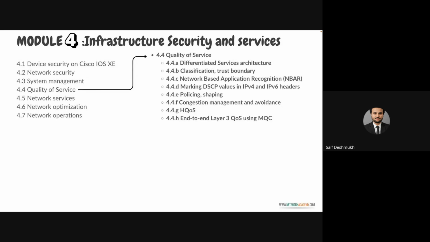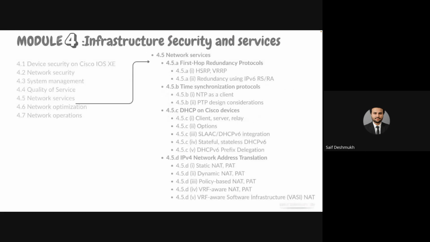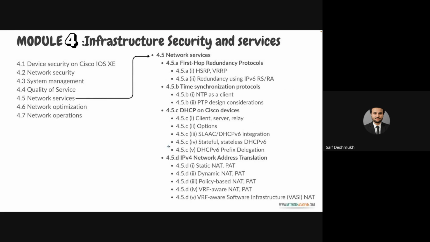Obviously, quality of service. We have DSCP classification, right? Policy shaping. We're going to see congestion management, end-to-end Layer 3 QoS, and modular QoS with MQC is also there. Now, network services: what I've seen is this heavily comes in the exam, at least one question. FHRP flavors are there, for IPv4 and IPv6 as well, NTP, DHCP related stuff, and network address translation related objectives are also there.